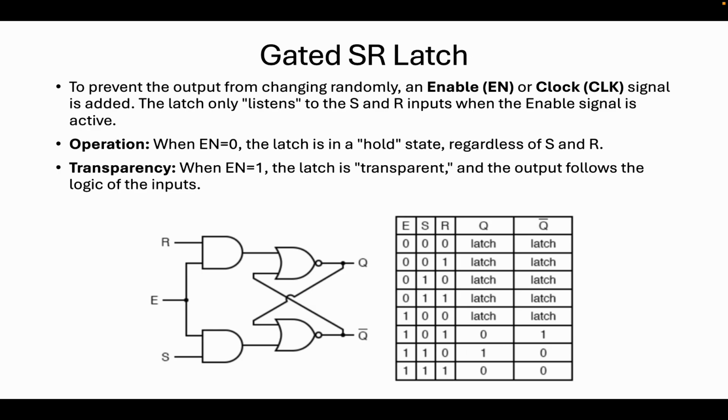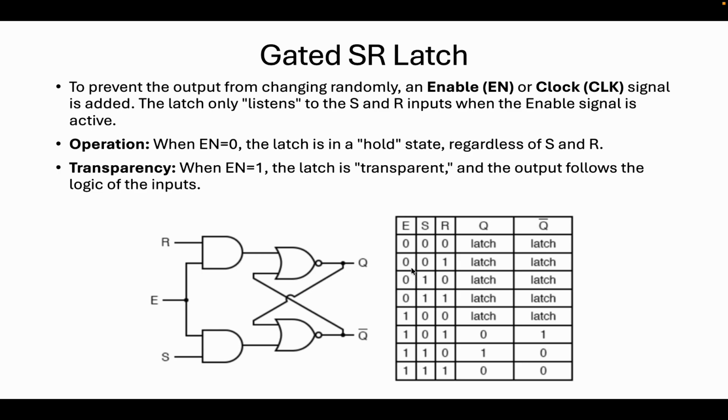So we come to the concept of gated SR latch. To prevent the output from changing randomly, an enable or a clock signal is added. The latch only listens to the S and R inputs when the enable signal is active. To understand it exactly, let us see here.